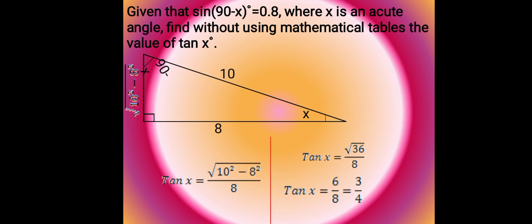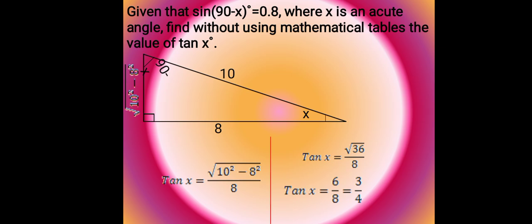Now we know for a right angle triangle, the other two angles apart from the 90 should also add up to 90. So you have been given an angle 90 minus x. It means that the other angle must be x, so that when you add the two angles, you get 90. So I've labeled, you can see the angle I've labeled x.